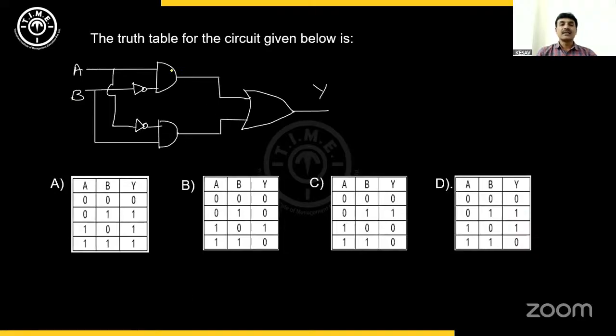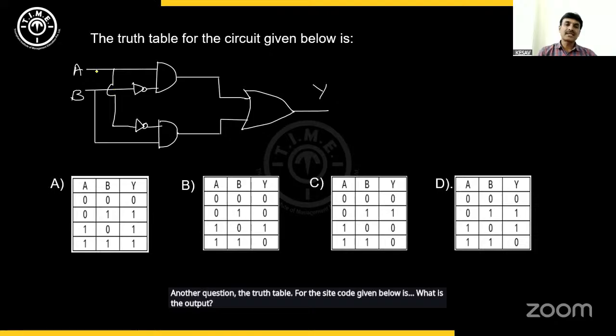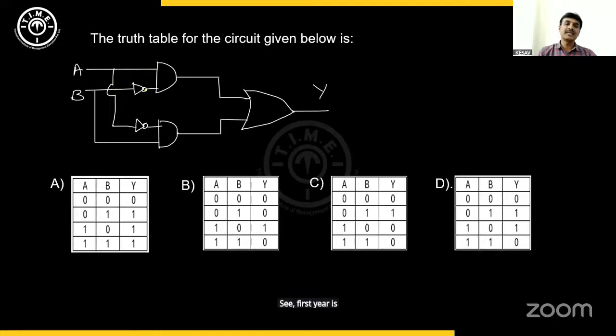Another question. The truth table for the circuit given below is, what is the output? See, first A is directly used here, but B is negated and goes to the AND gate. It is A dot B with negation, B bar. See, second gate, B is directly given to the input and A is negated. That means A bar dot B, because it is AND gate, dot.